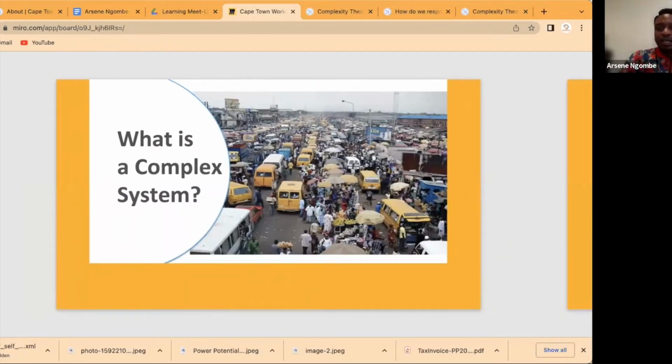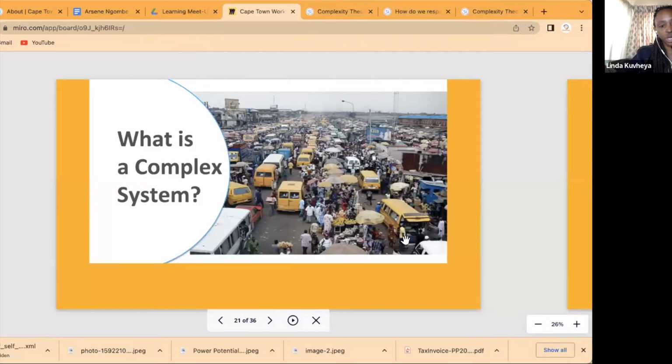Before we start, I think it will be good to ask everybody, and I believe we took time to read the guide. I will ask one of you to just tell us their understanding of what a complex system is, because that's where we're starting. Anyone who wants to start by telling us what they understand by complex system? I'll give it a go.